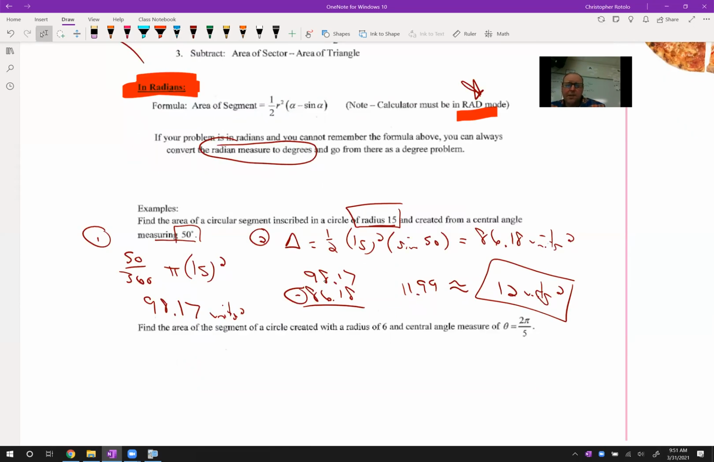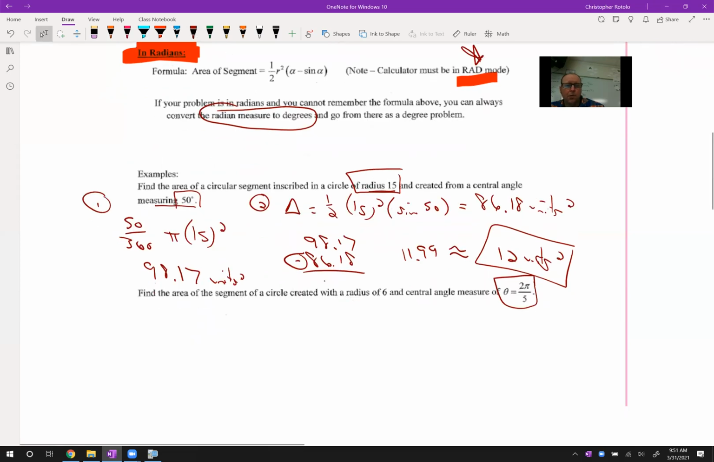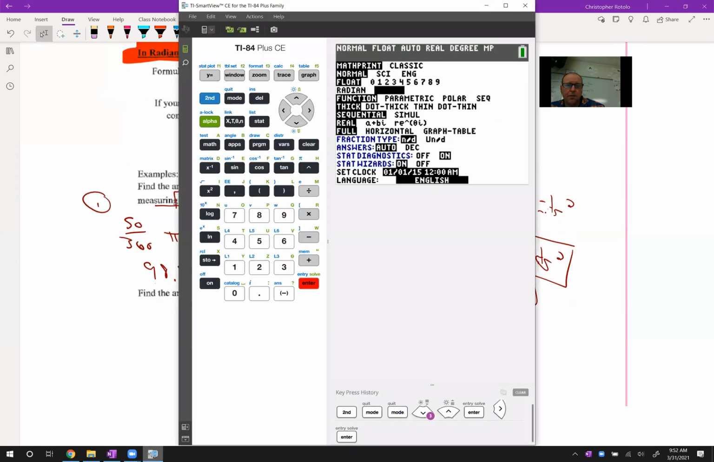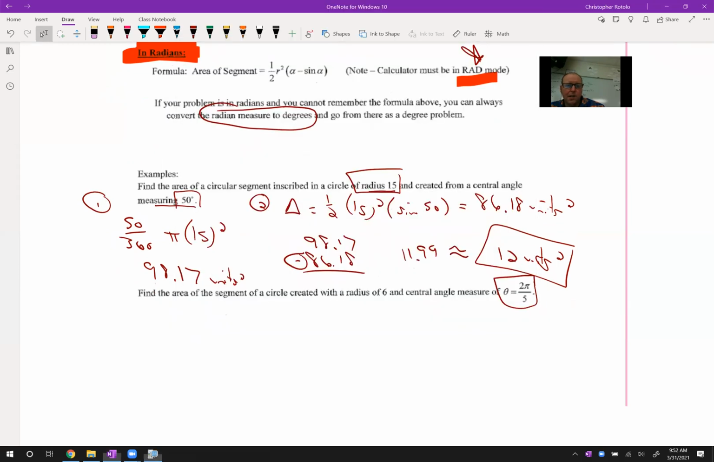All right, the next one is in radians. Oh man, how do I know it's in radians? There's no degree sign. Remember that from dealing with those? Okay, so what we'll do is work with this. Remember, you've got to change your calculator over. You want to put yourself in radians so we can work through it.